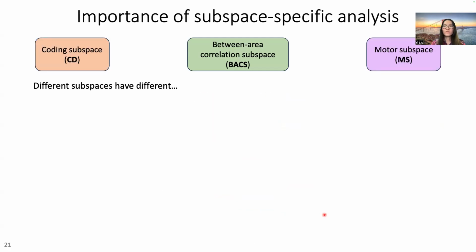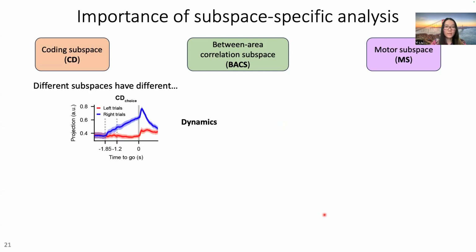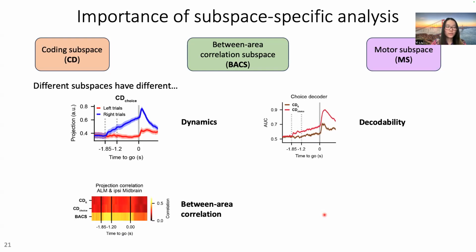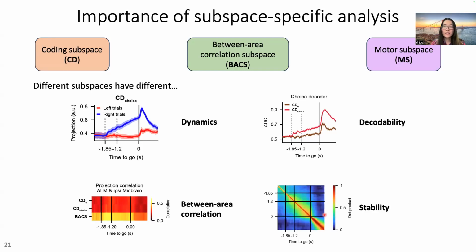As a summary of the first part of the talk, we identified the 3 subspaces, and we found that these subspaces have very different dynamics, different decodability, and different between-area correlation. In fact, we also found that they have very different temporal stability, but since time is limited, I'm not going to dive into this analysis. So all these distinct features emphasize the importance of subspace-specific analysis.